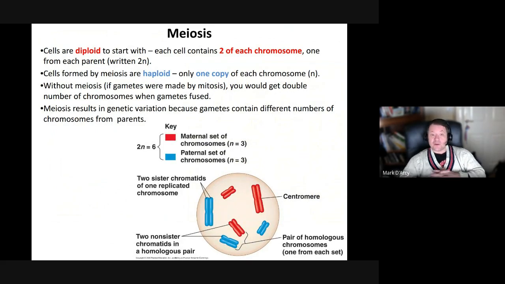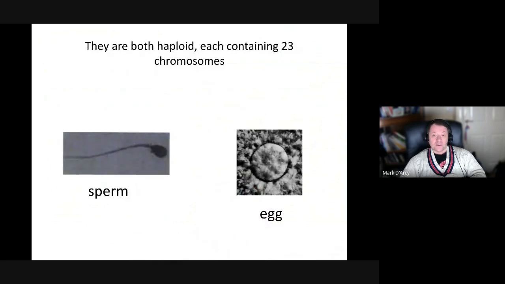So cells are diploid to start with. Each cell contains 2 of each chromosome, 1 from each parent, written as 2n. Cells formed by meiosis are haploid, only 1 copy of each chromosome, written as n. Without meiosis, if gametes were made by mitosis, you would get double the number of chromosomes when gametes fused. Meiosis results in genetic variation because gametes contain different combinations of chromosomes from the parents. So an egg and a sperm contain just 23 chromosomes, just one set of chromosomes. When they fuse together, you go back to 46.